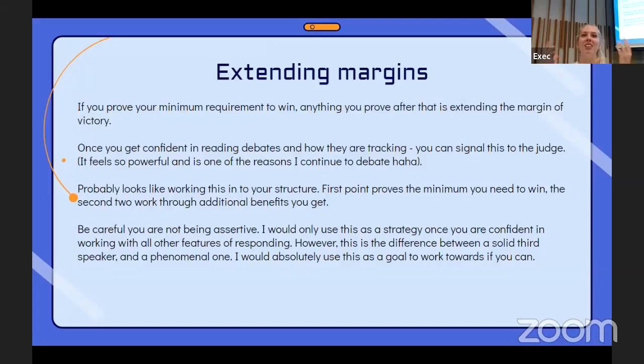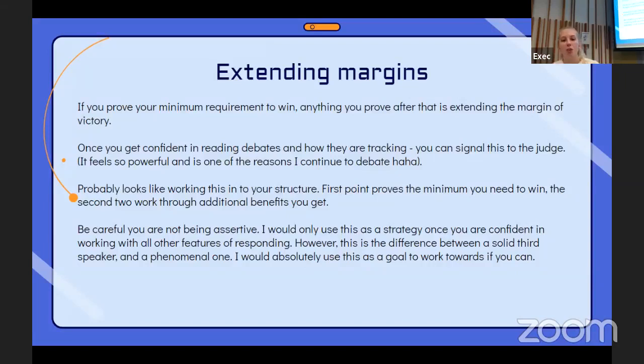It's just like a drug, how fun it is to get up there. You've spent 3 minutes responding to the other team, and then you go, okay, I'm going to spend the next 5 minutes telling you why we actually won this debate by 20 points. Oh, so funny. What you do then is work it into your structure. You can do this within points of clash. So the first point you'll spend that time proving the minimum that you need to win, and then you can spend the next 2 walking through ways in which you got additional benefits, or even more significant ones, or additional things that the other team didn't get.